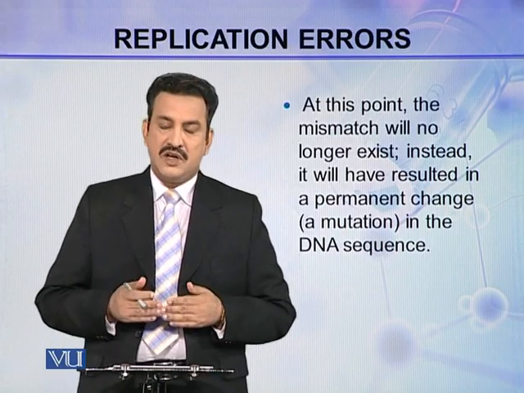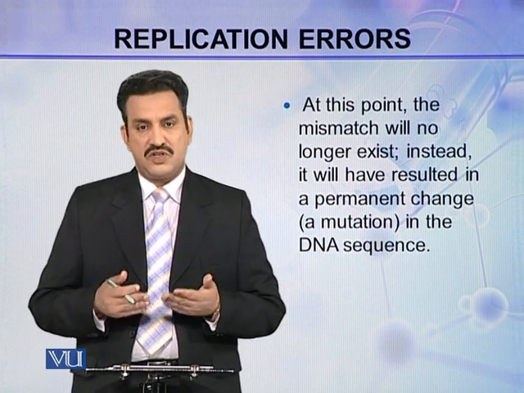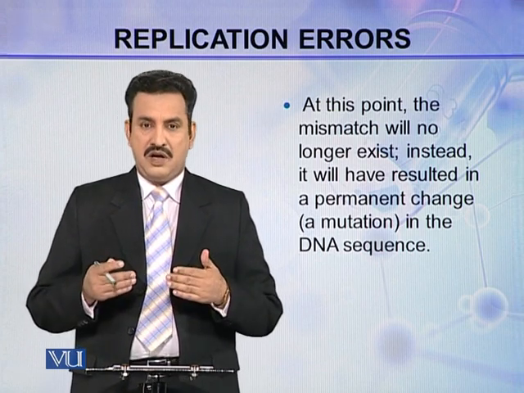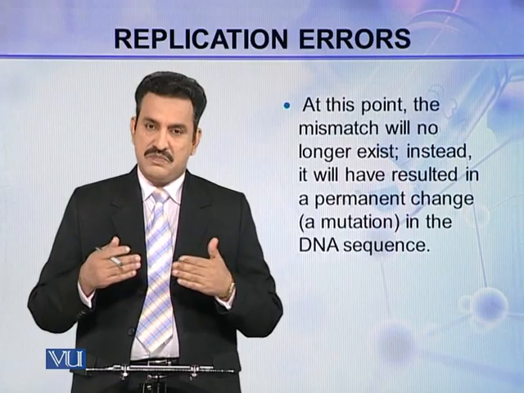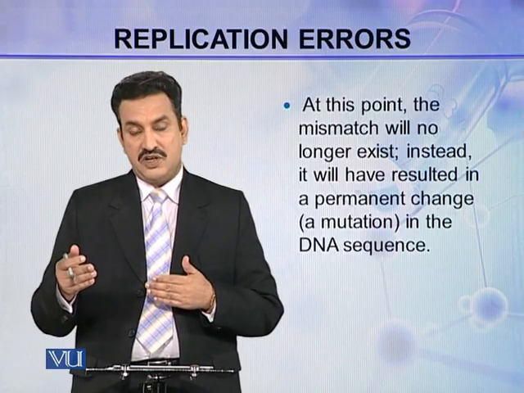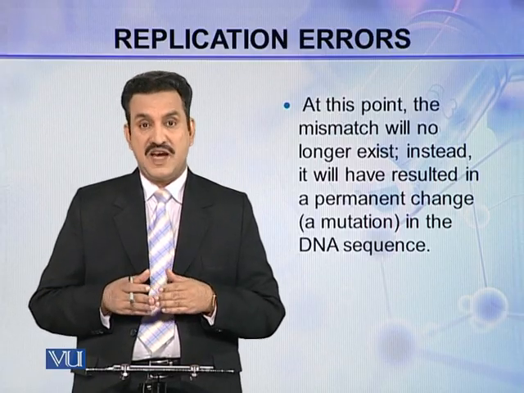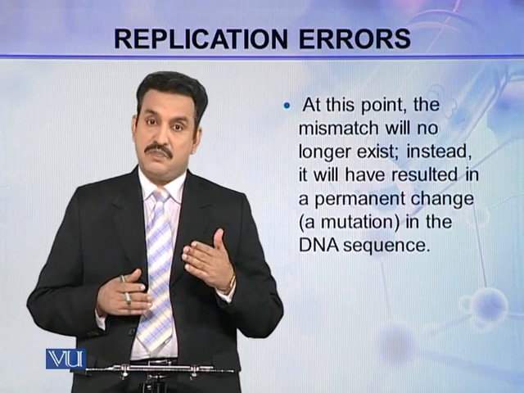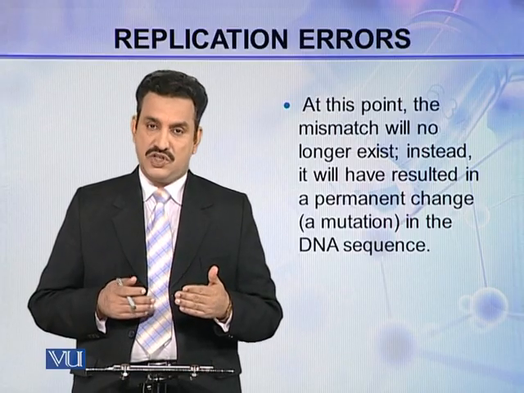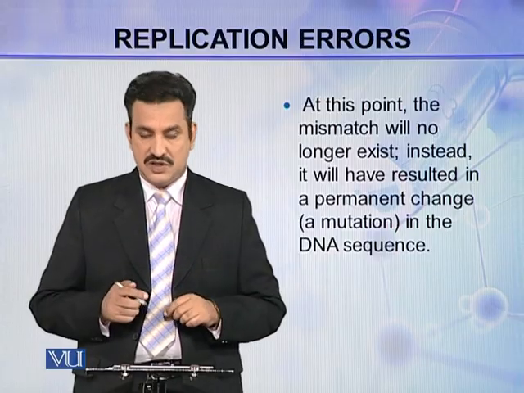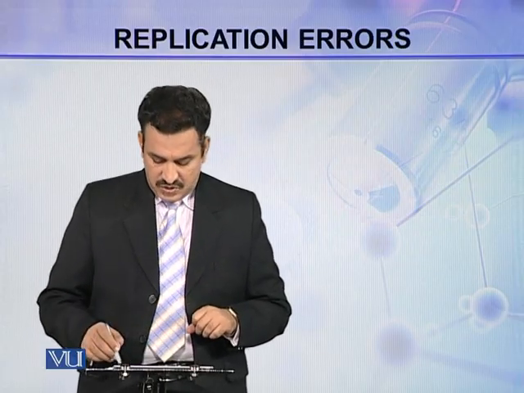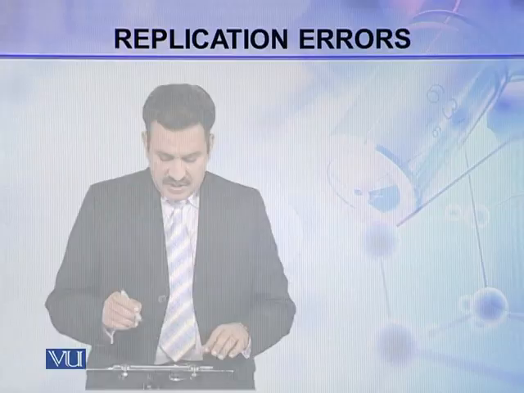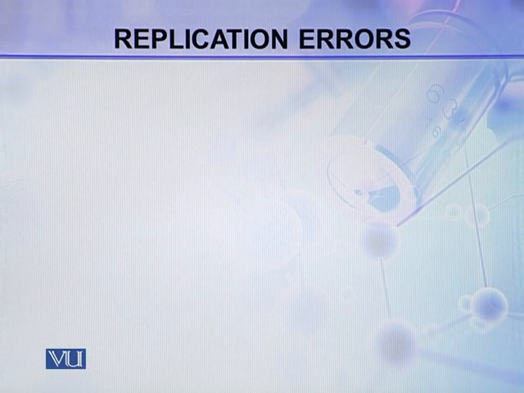So in this way, in the first round of replication, a nucleotide may be mismatched, but in the second round, that mismatch results in a permanent change in the sequence, which is called a mutation. So here I can try to explain a little more about this change, about this misincorporation.